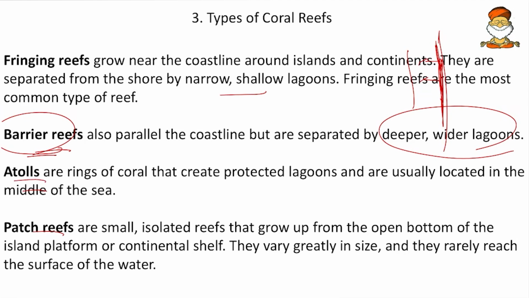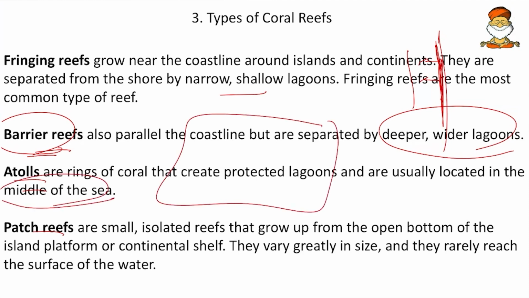And then atolls. These are rings of corals that create protected lagoons and are usually located in the middle of the sea. So for example, if the deep ocean is there, the corals will form a ring like this, and that is the atoll.